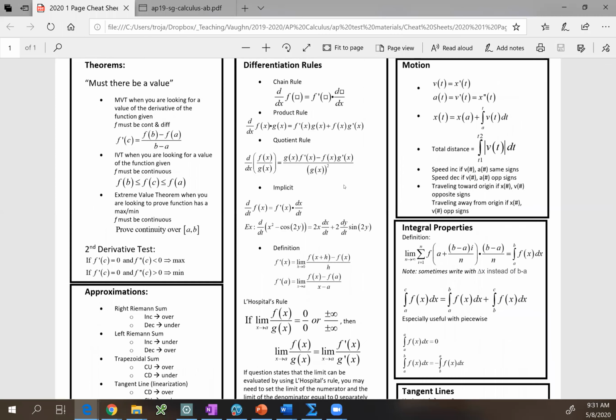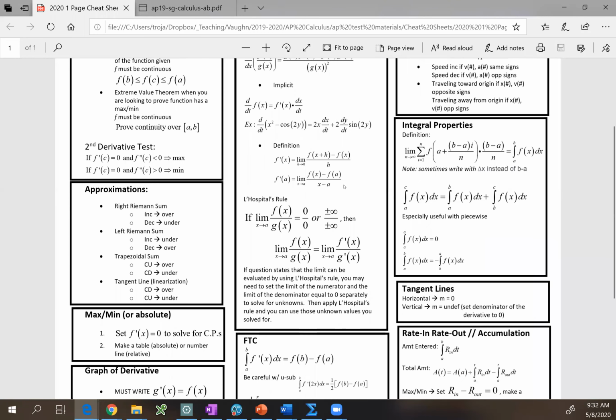So I did these theorems, right? Must there be a value? I talked about MVT, which is when you're looking for a value of the function, the derivative, and you're given the function, and then there's our formula. IVT, you're looking for a value of the function, and it's given. Extreme value theorem. Second derivative test is something we're not always as familiar with, right?